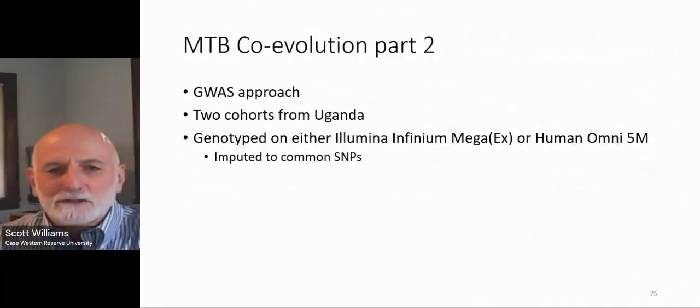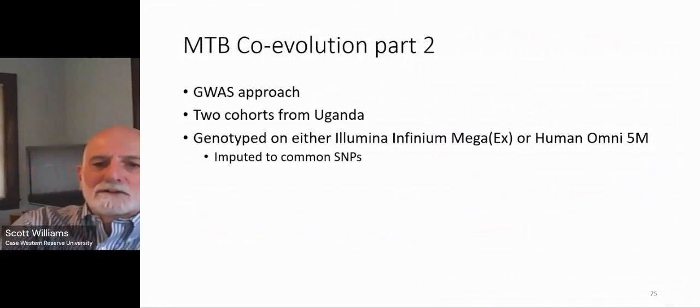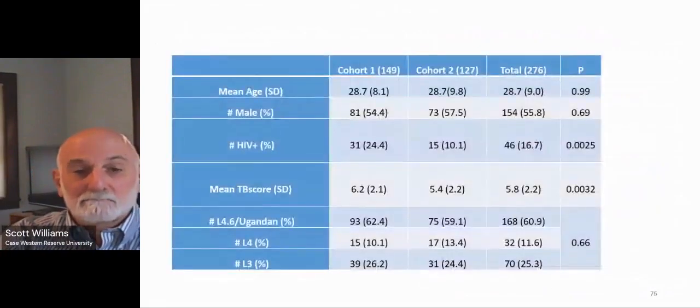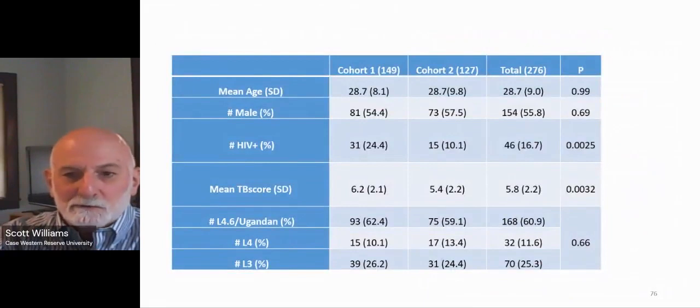Okay, so we followed this up more recently with some recent data looking at a GWAS and looking at two cohorts, one of which is overlapping with the one I've just presented. In one cohort, we did the Infinium Mega X, and in the other we did the Illumina Omni 5M. We imputed to common SNPs, a few million. Again, the TB score differed between the two, as did the HIV positivity rate.